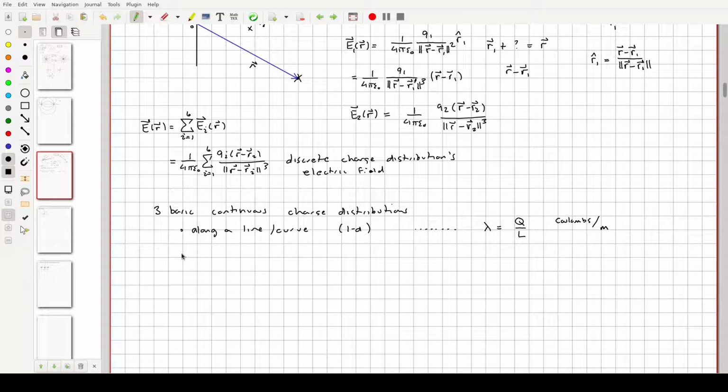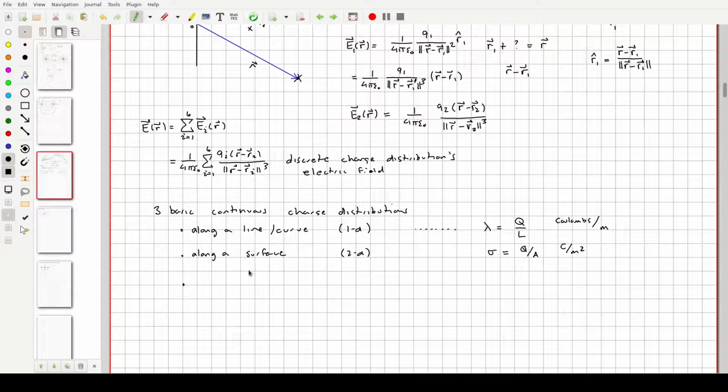You can also have your charge sitting on a surface, like draped across a sheet of material or something like that. So along a surface. This is 2D. Here, we use rho to denote surface charge. And that would be charge per area, or coulombs per square meter.